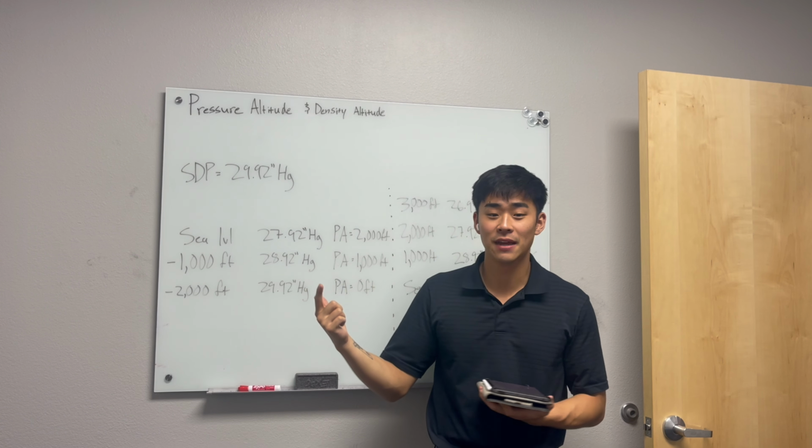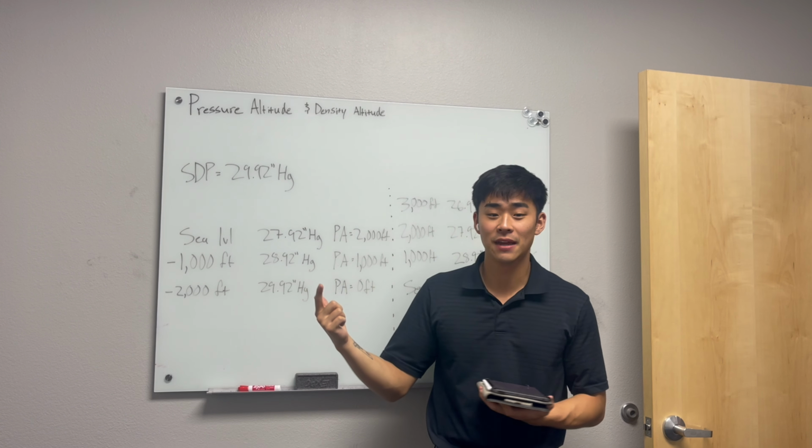Now, before we get into pressure altitude and density altitude, we first have to understand atmospheric pressure. Air is very light, however, it still has mass, and therefore it's affected by gravity. We feel this force from all directions, and we call this force atmospheric pressure. Atmospheric pressure decreases as you increase altitude because there is less air on top of you.